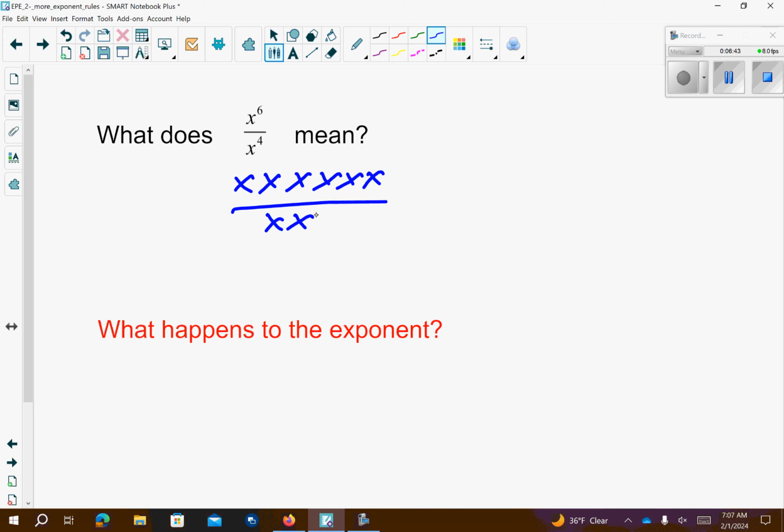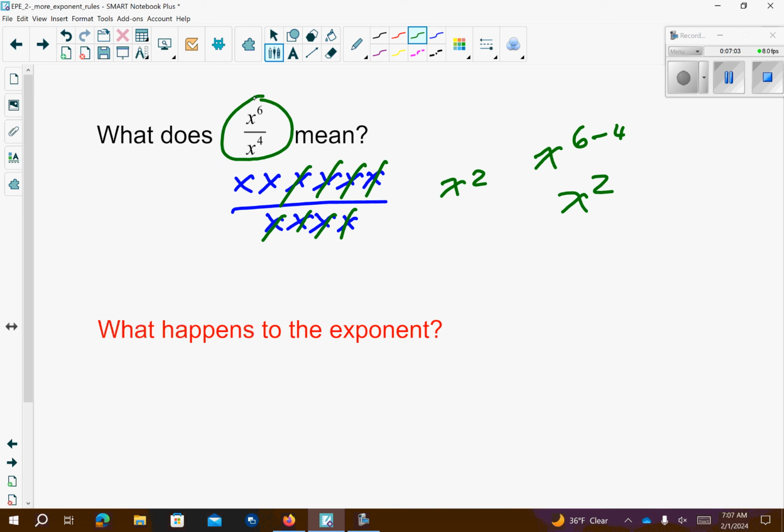over this. So if you start canceling, cancel, cancel, cancel, cancel, cancel, cancel, cancel. So you have xx on top, so x squared. What's taking place here is, because I'm dividing those, you're subtracting the exponents, so it becomes x to the 2nd. Or you can also look at this. You know the game Tug of War, where 2 teams are pulling on a rope? Well, the top's going to win by 2. That's all you have to do.